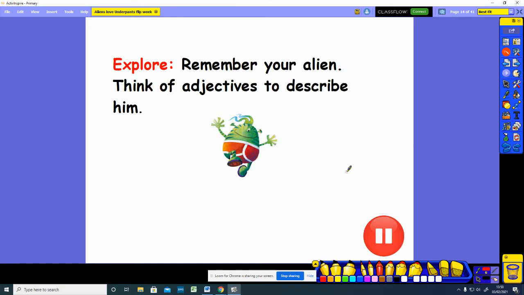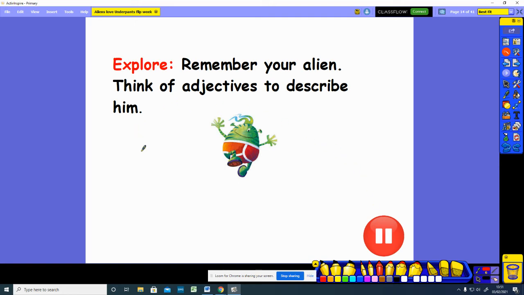Okay, let's do some more exploring. Remember your alien from last week. Now, it could be a different alien. You could make up a new one. We're going to think of 2 adjectives today to describe an alien. Press your pause button while you have a think about 2 adjectives to describe your alien. Again, it can be a new one or it can be the one from last week.